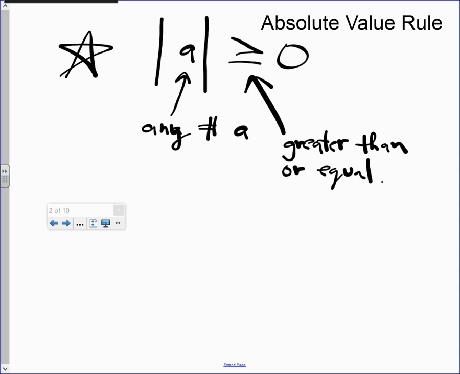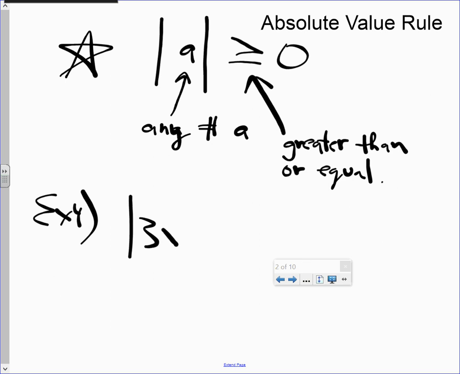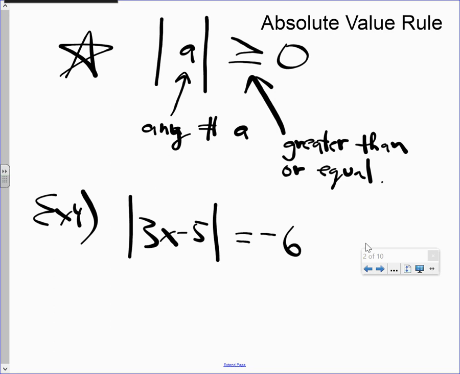In other words, watch this. Example 4, watch. 3x minus 5 absolute value is equal to negative 6. I'll write that down.